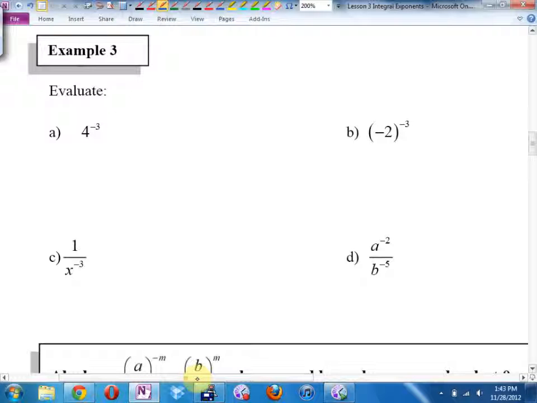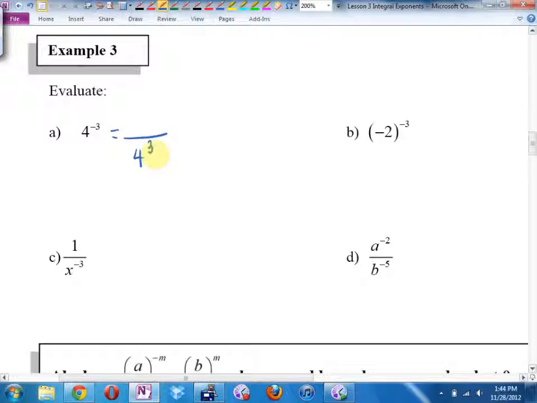4 to the power of negative 3. First thing I always check for is a power to a power. Is there an exponent outside the brackets? Nope. The next thing I deal with are negative exponents. Is there a negative exponent? Yeah, elevator. Right now it's on the top. Put it on the bottom and make it positive.